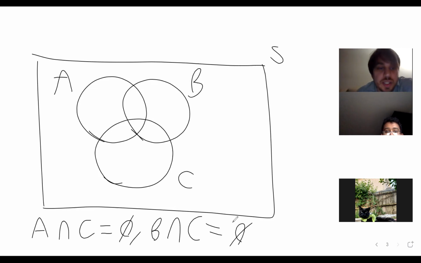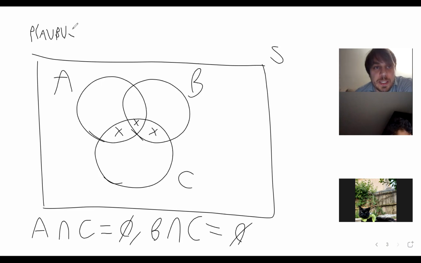Good. So there's nothing in A intersection C. So there's nothing here, and there's nothing here. This is A intersection C. There's also nothing in B intersection C, so there's nothing here either. And so we want to find the probability of A union B union C. The goal is to find the probability of A union B union C.